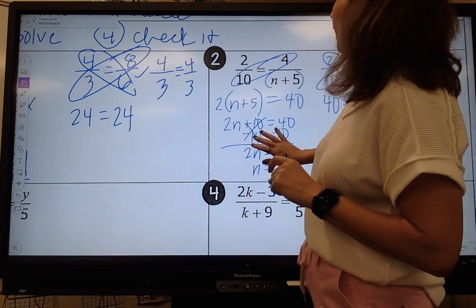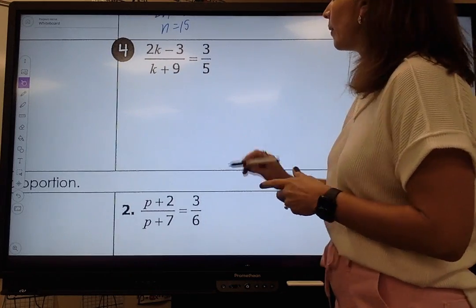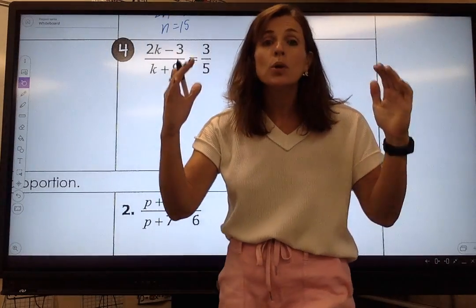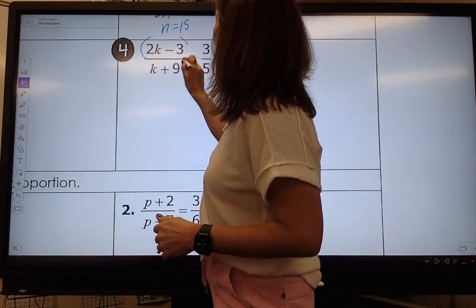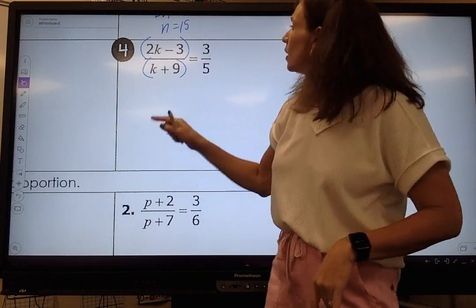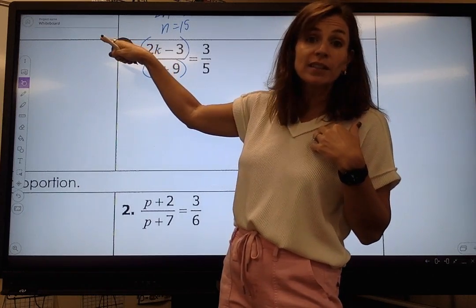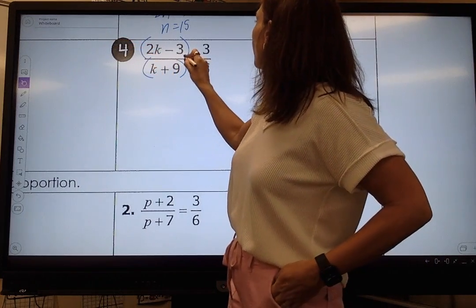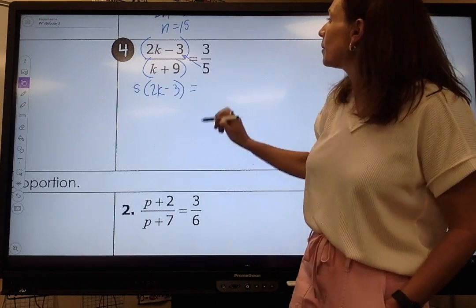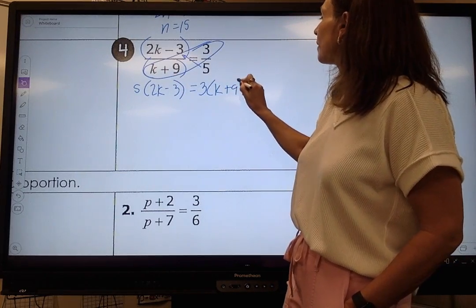All right, let's take a look at number 4. You've got binomials in 2 positions. First step, put parentheses around your binomials. I'm going to put them here, and here. I'm going to multiply my extremes first. So 5 is a constant term. It's one term. I'm going to put that in front of my binomial. So I'm going to multiply 5 times 2k minus 3, and I'm going to set that equal to my means, which is 3 times k plus 9.